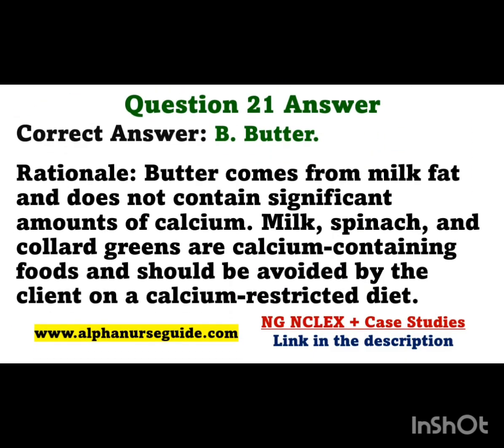The correct answer is B. Butter. Rationale: butter comes from milk fat and does not contain significant amounts of calcium. Milk, spinach, and collard greens are calcium-containing foods and should be avoided by the client on a calcium-restricted diet.